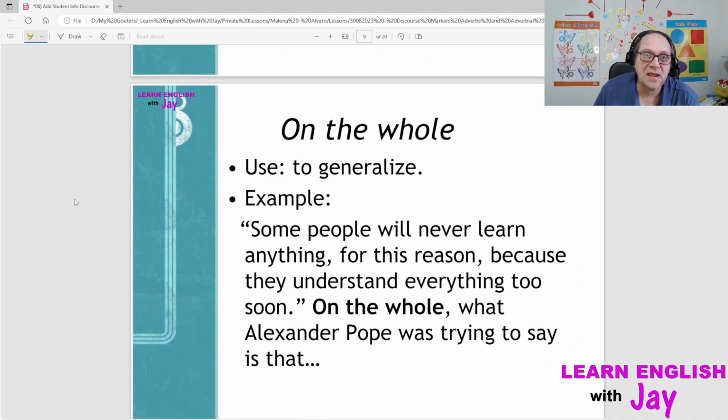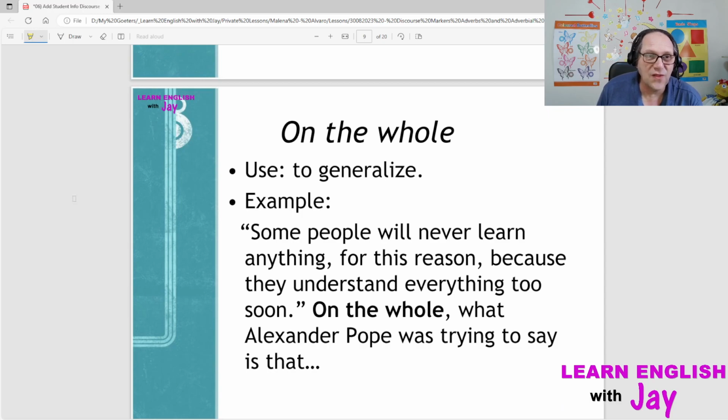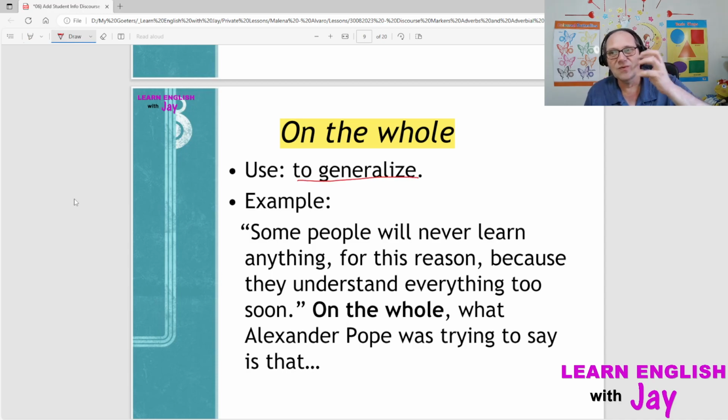Okay. Next one we've got there, on the whole. On the whole, I kind of like this one. All right, now we use that to generalize. So when we are giving an opinion, it's really, really difficult sometimes. We don't want to step on people's toes. So we want to generalize our opinions because that way we're not going to be too specific.